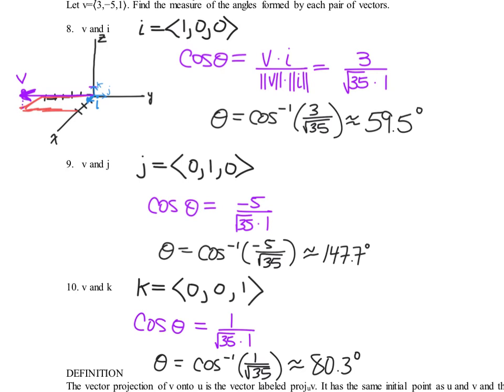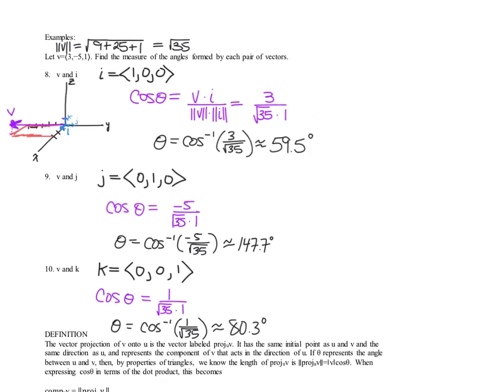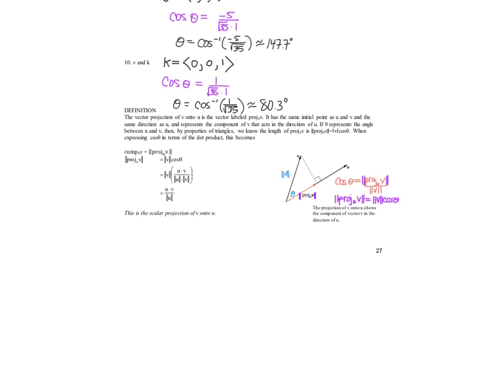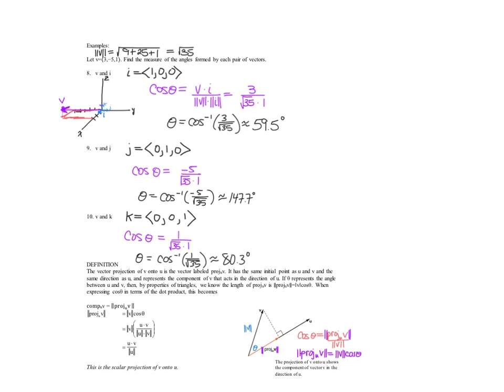J, I'm sorry, V, I said I to j, sorry. V to I looks acute. V to j looks obtuse. V to k looks acute again, right? Maybe pretty close to a 90-degree angle. But again, this is floating in space, so just because it looks like it's on the y-axis doesn't mean that it actually is. It's just a perspective drawing, right? So that's the best we can do with our two-dimensional brains. So that is a done page.